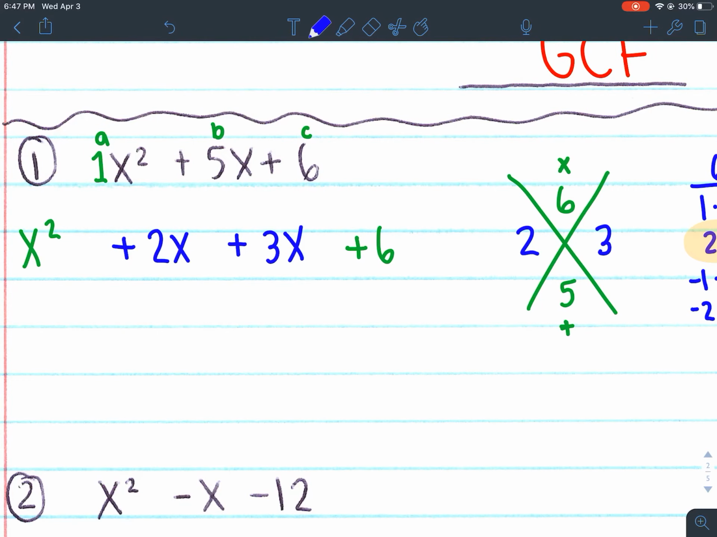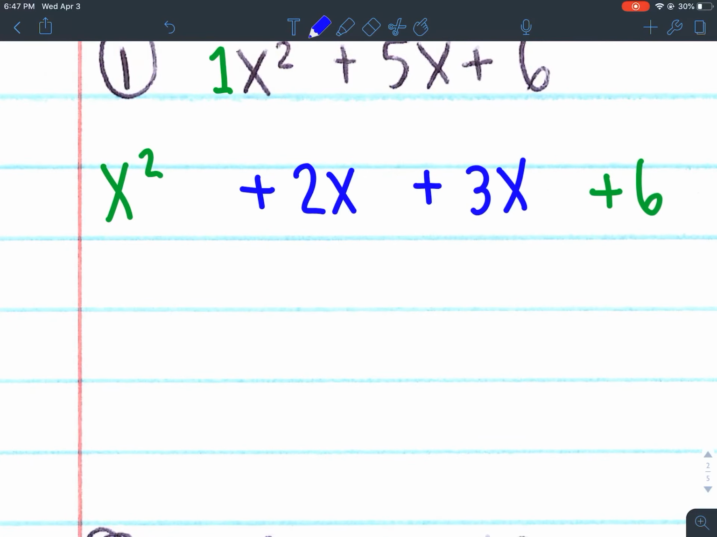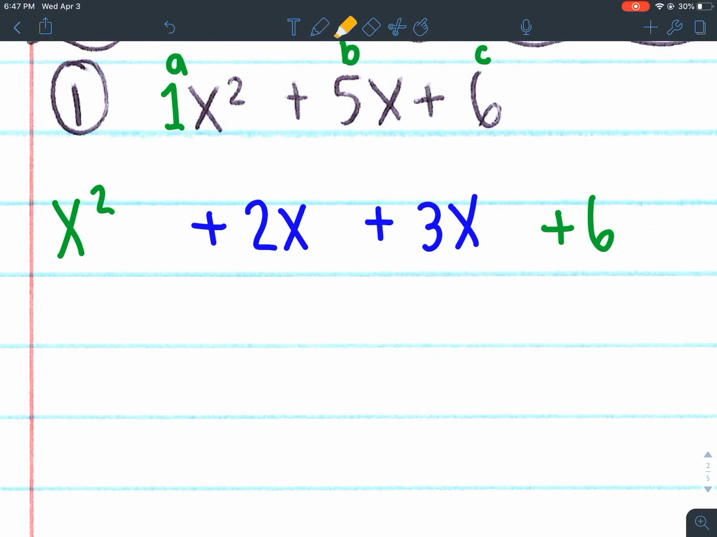Again, that x is telling me what I'm splitting it up to. This is a positive 2, that's a positive 3. So when I put the x's there, they're both positive. And you're like, well, how do I know I did this right? Well, 2 times 3 gives me 6. Does 2x plus 3x give me 5x? Yeah. 2 apples plus 3 apples is 5 apples, so that's correct.